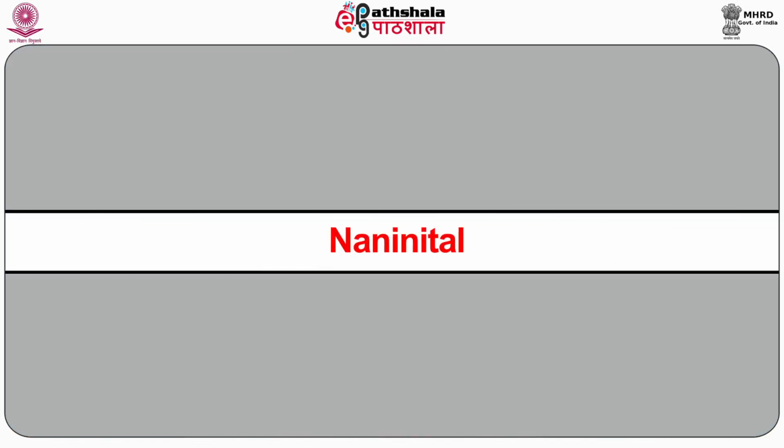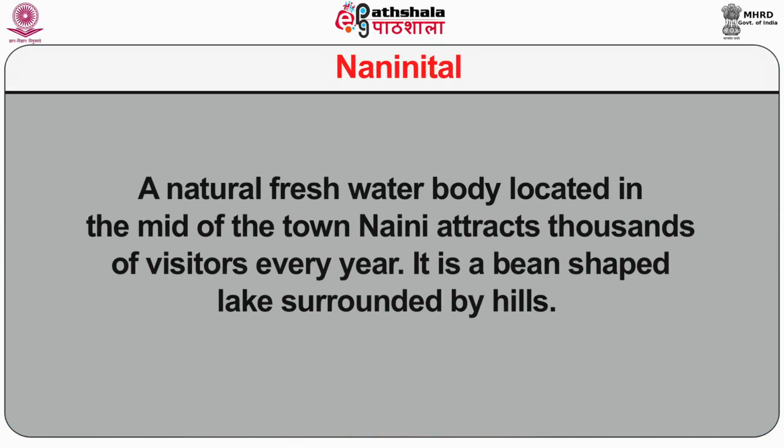Studies show that the area of the Dal Lake has reduced from 2,547 hectares to 1,620 hectares over a period of time, and the water quality has deteriorated badly. Nainital, a natural freshwater body located in the middle of the town of Naini, attracts thousands of visitors every year. It is a bean-shaped lake surrounded by hills.